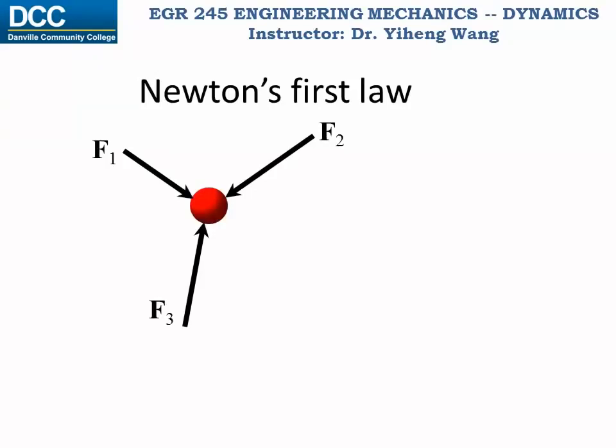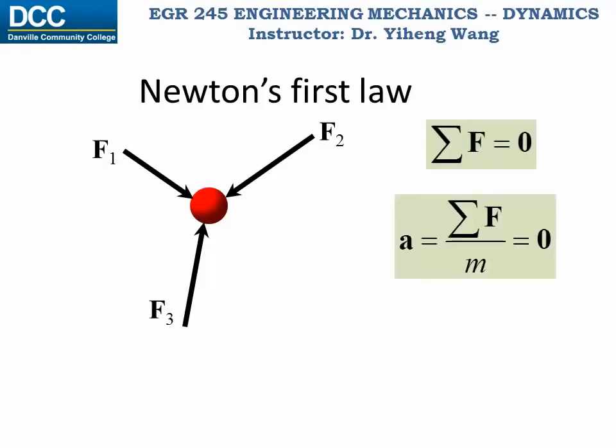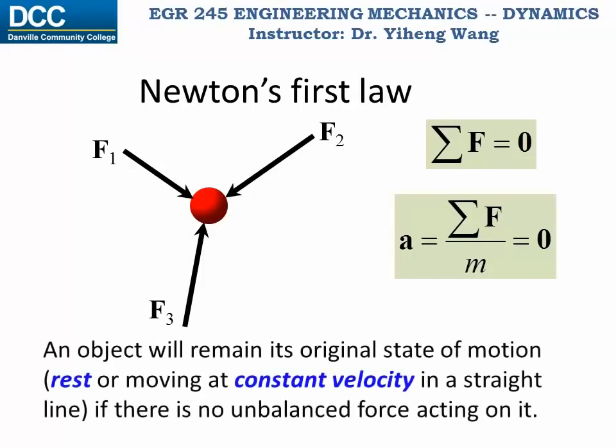Let's first look at Newton's first law. For a particle subjected to forces, if the sum of the force vectors equals 0, then the acceleration of the object, which equals the resultant force over the mass of the object, is also 0. With no acceleration, the object will either be at rest or moving at a constant velocity with no direction change either, and this is called the state of equilibrium. This was the focus of the statics course.